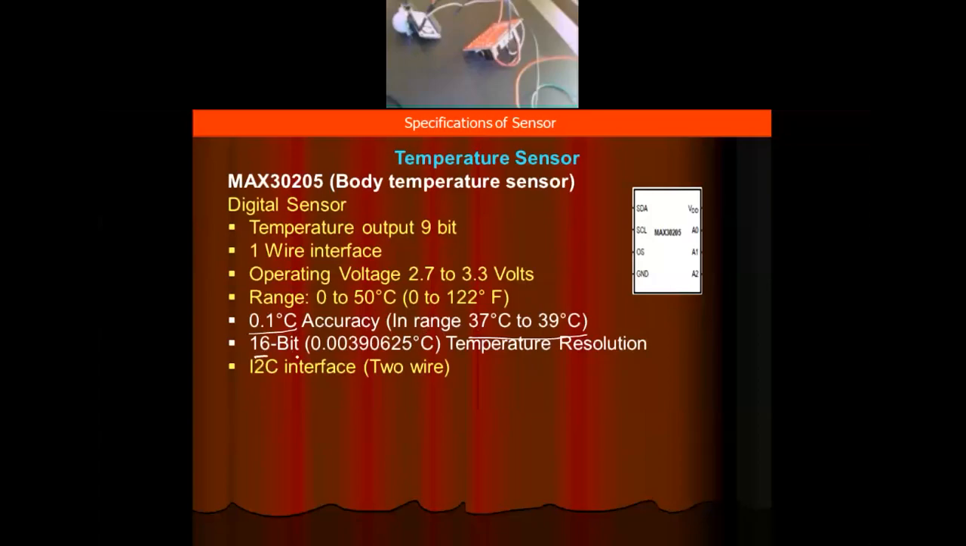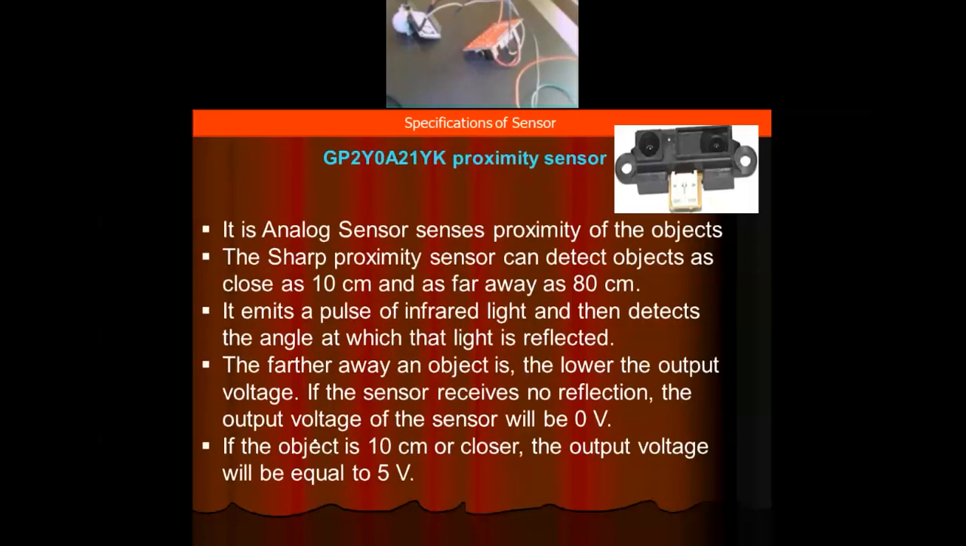It is 16-bit, and it also provides the I2C interface. Whenever you are using a 16-bit ADC, you can see the resolution is very good, 0.00039 degrees centigrade. So that is a very good temperature resolution we are getting in this case. In an ADC, whenever you increase the number of bits, you will get better accuracy. Then this is a proximity sensor.